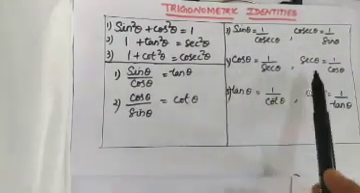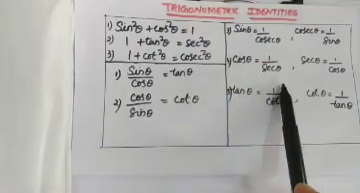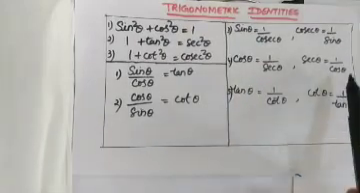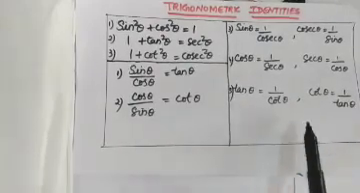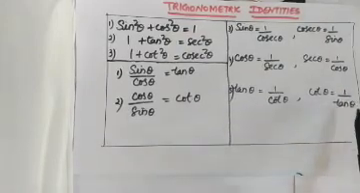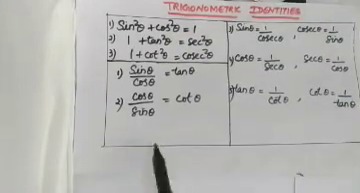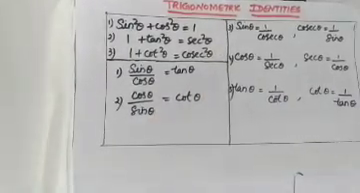Next, cos and sec are reciprocals of each other. So cos theta is 1 by sec theta, and sec theta is 1 by cos theta. Tan and cot are reciprocals of each other. That is, tan theta is 1 by cot theta or cot theta is 1 by tan theta. If you learn these results, you can work out sums from trigonometric identities.